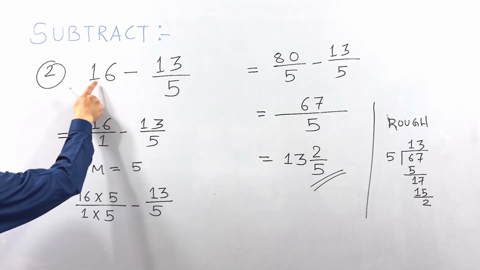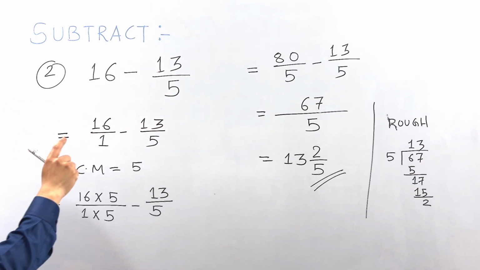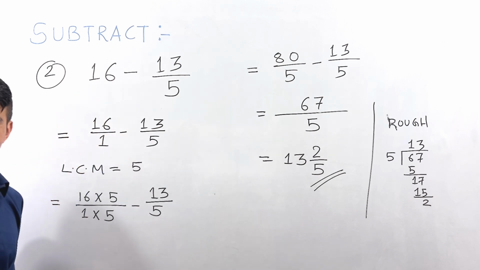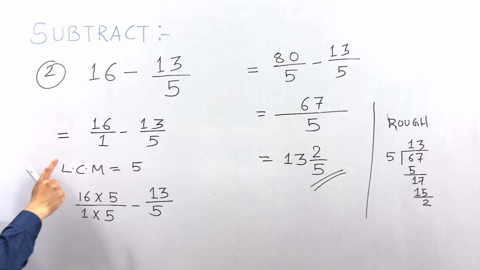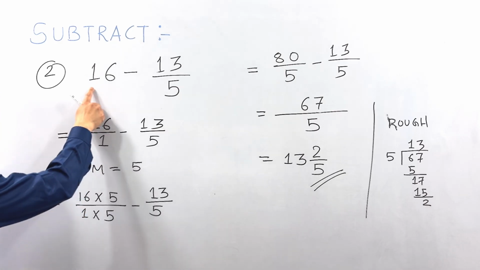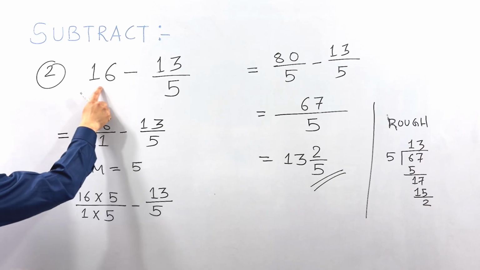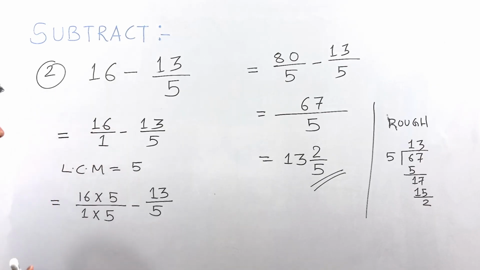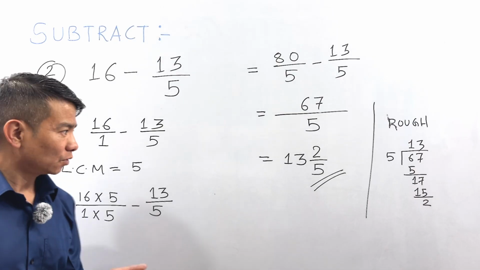First, the question was 16 minus 13 by 5, and there was no denominator here. So if there is no denominator, we put there 1. Don't forget this thing. Whenever there is no denominator, there is always 1 here. Now we find the LCM of 1 and 5.